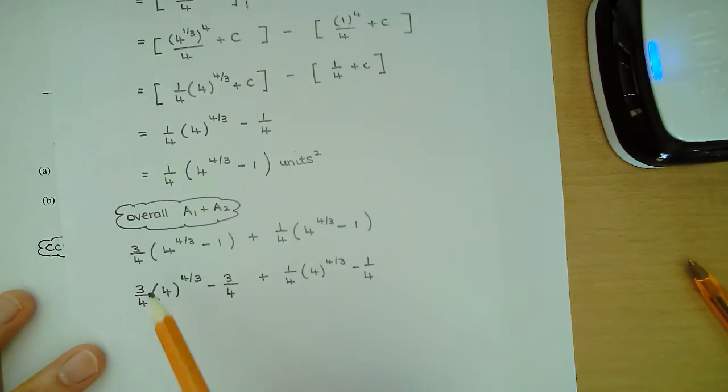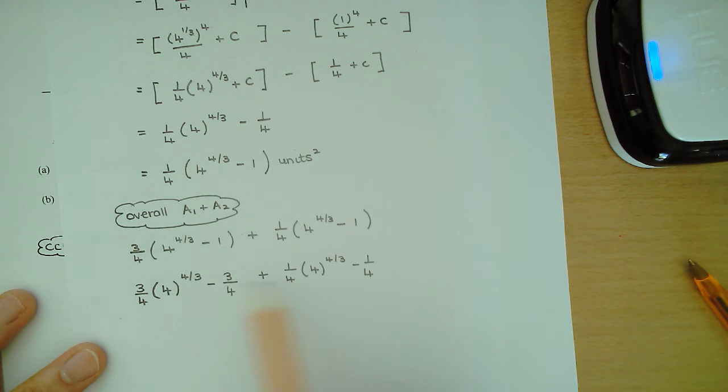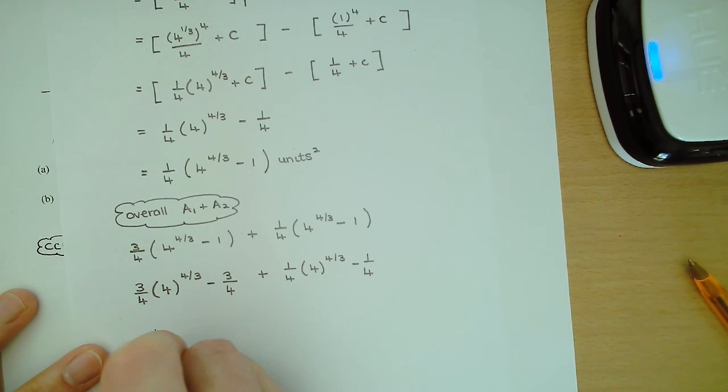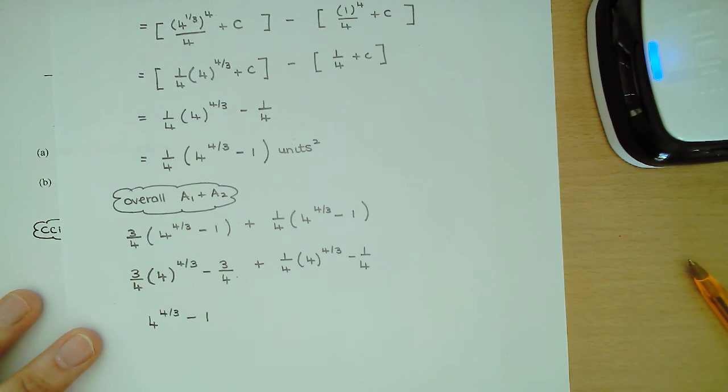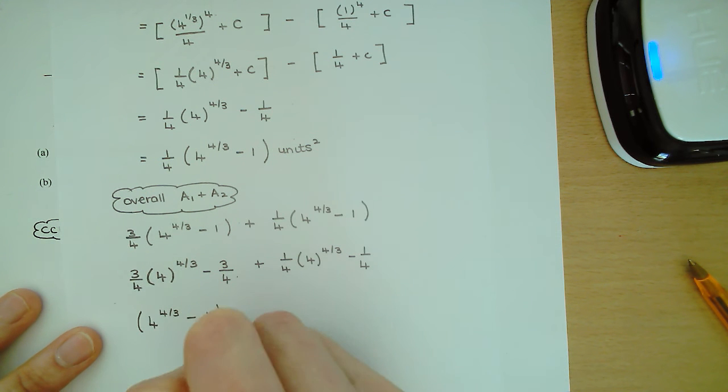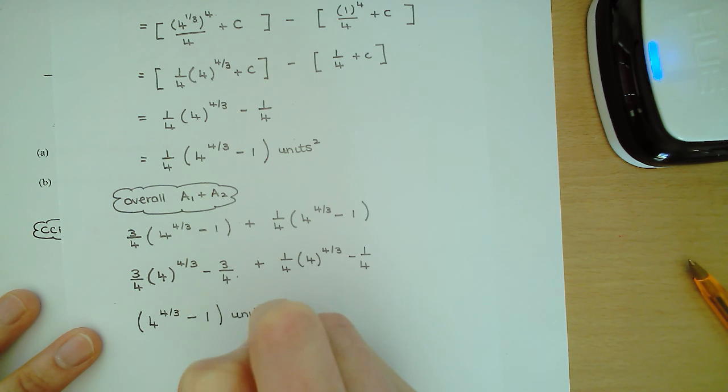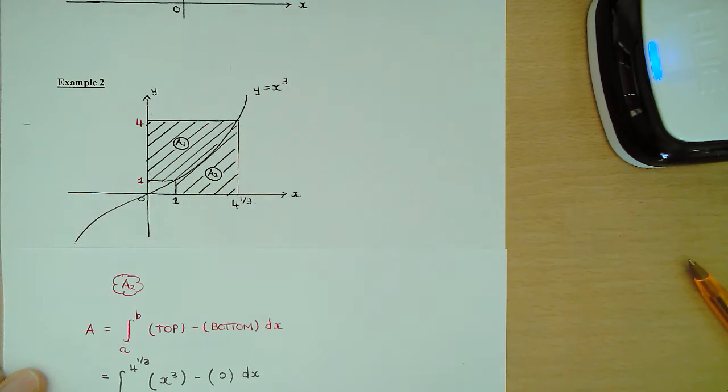Okay, let's tidy up. So we've got 3/4 of 4 to the power of 4 thirds plus 1/4 of 4 to the power of 4 thirds. So 3/4 plus 1/4 is just 1. So we're just going to be left with 4 to the power of 4 thirds. And then minus 3/4 minus another quarter is just going to be minus 1. So our answer is just going to be 4 to the power of 4 thirds minus 1, and that's going to be units squared. So that's going to be the overall area. If we flick back, that's going to be A1 plus A2 combined.